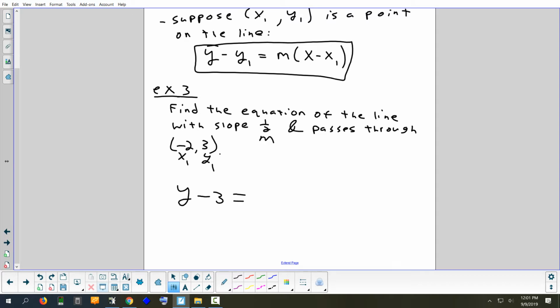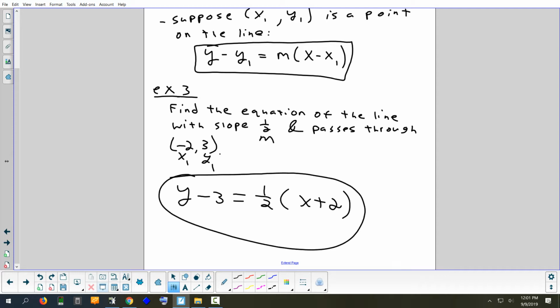you get y minus y1 equals m times x minus negative 2. Now, is that y equals mx plus b? No, y is not by itself, but if I wanted, I could distribute the half and then add 3 and get y equals 1/2 x plus 4, if you wanted to rewrite it. If they don't ask you to, I wouldn't worry about doing it. Okay.